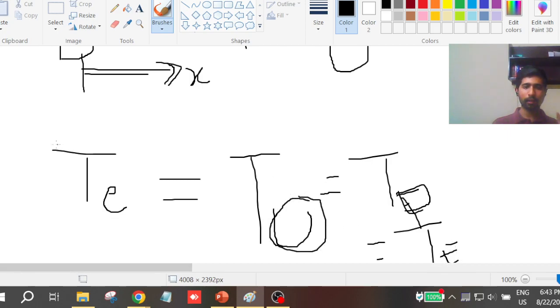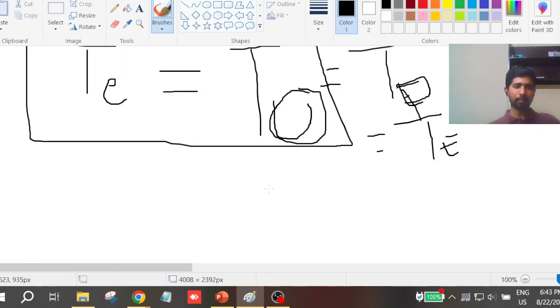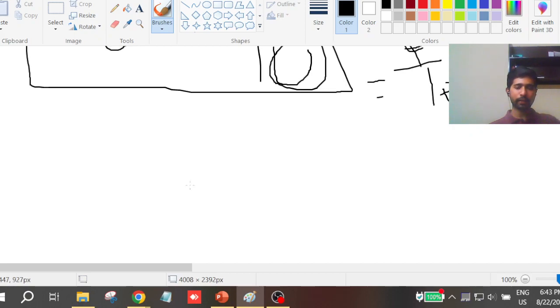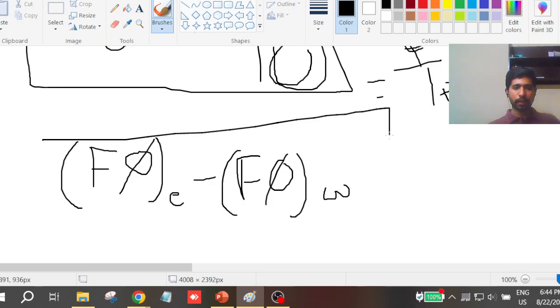So in general, for first order upwind, it is written like this in textbooks also: TE is equal to T upstream, but you have to understand what is upstream. So we generally write the advection schemes like this. You have to take into account the advection scheme, and then decide the variable phi. You get f phi at E minus f phi at W. You have to be very careful here. So that is what I wanted to say.